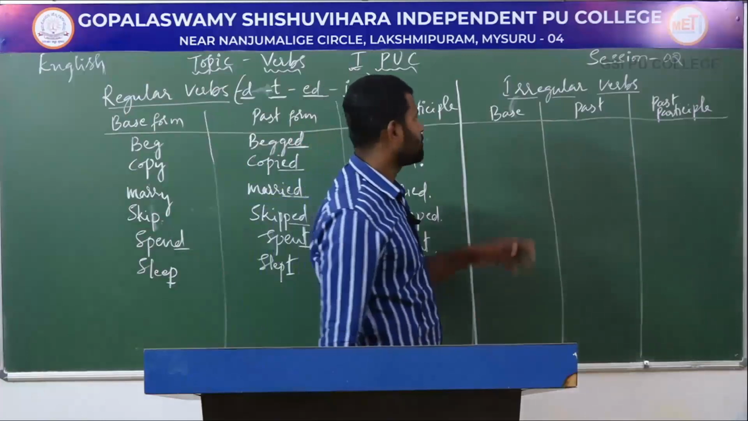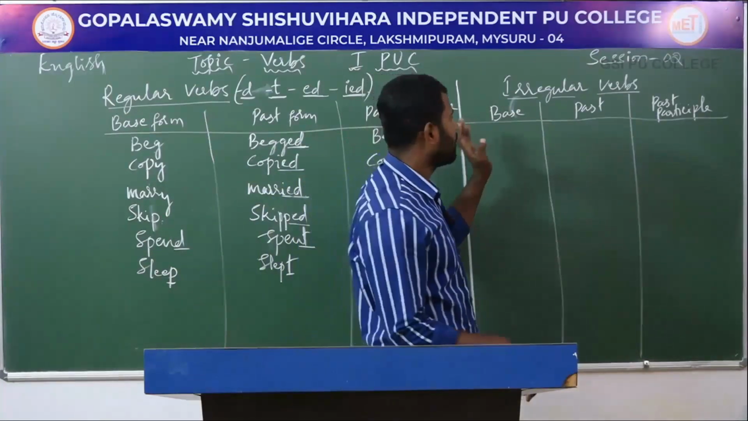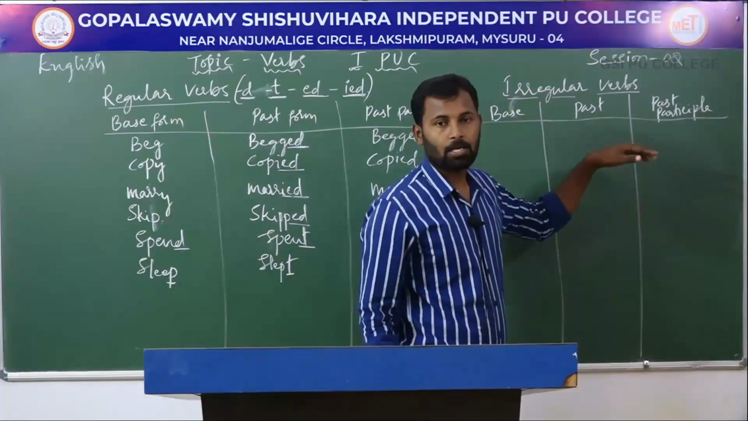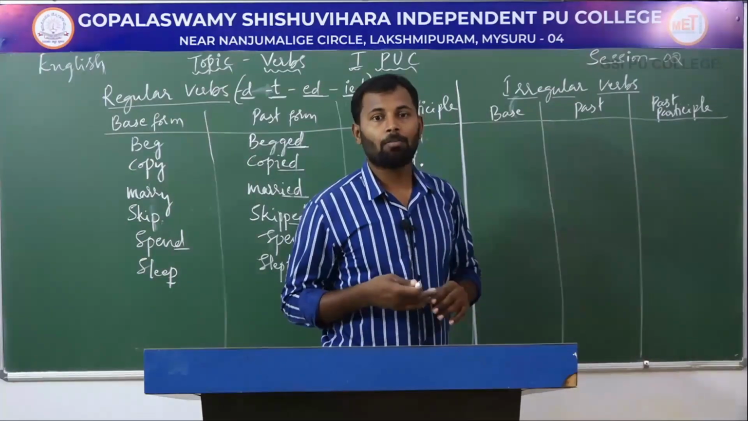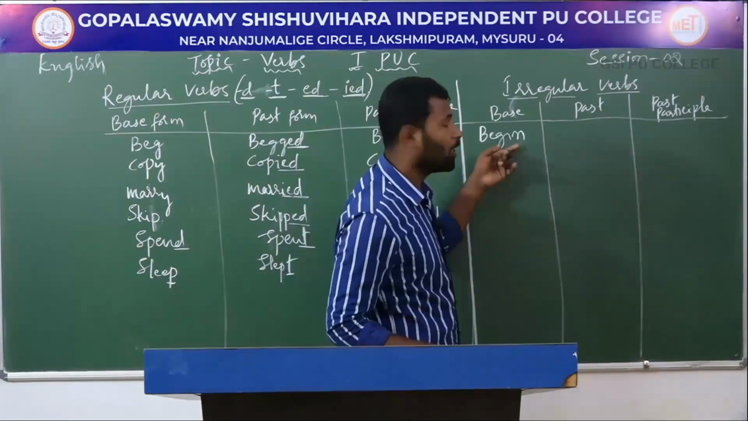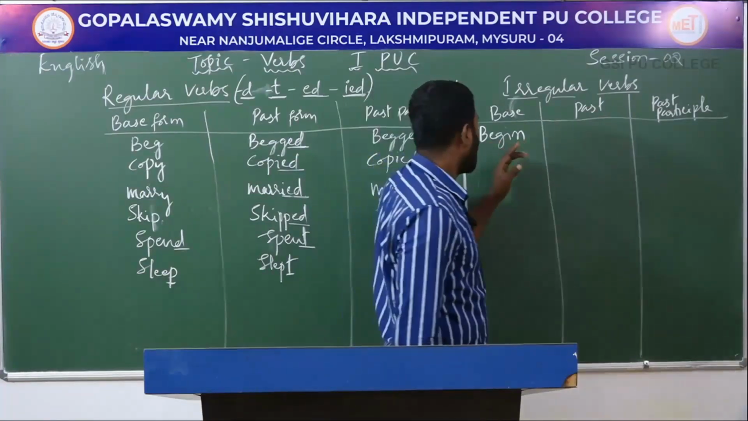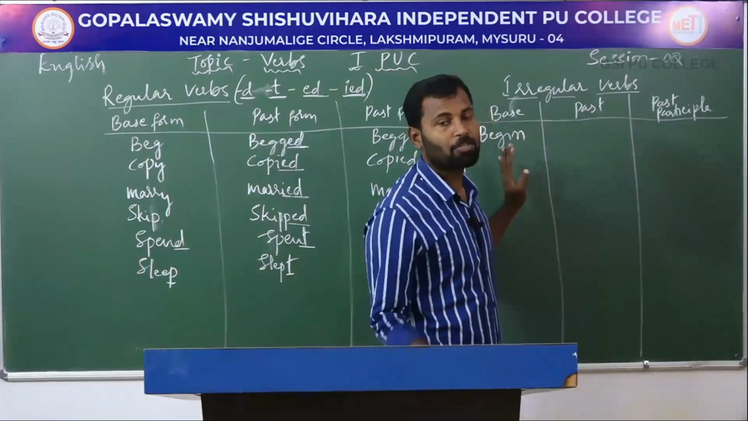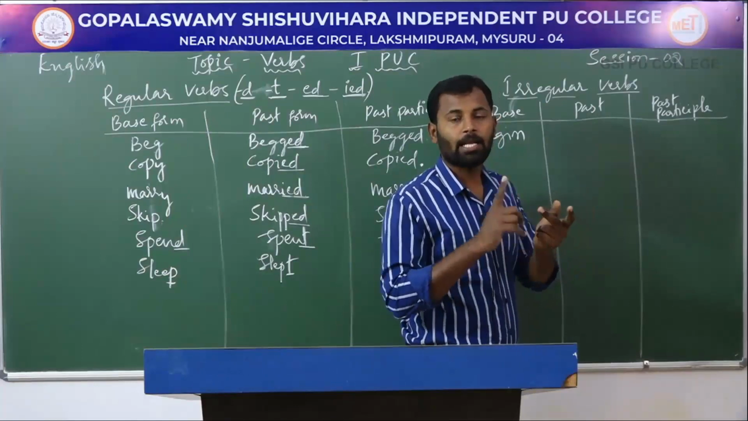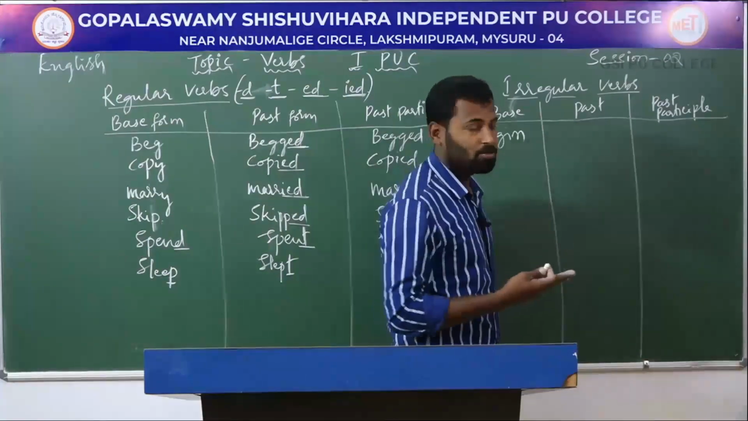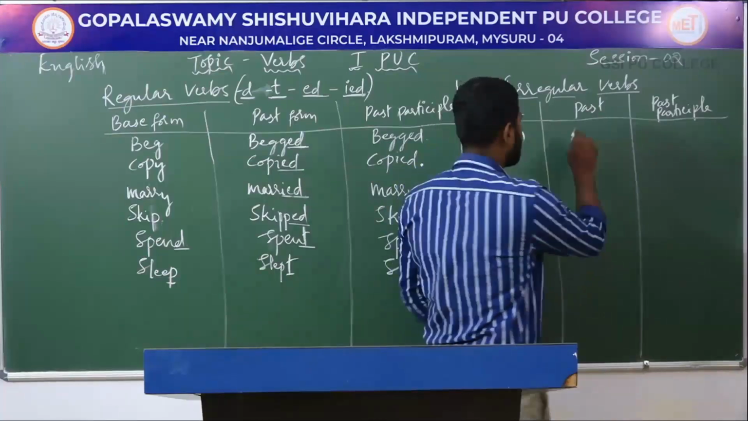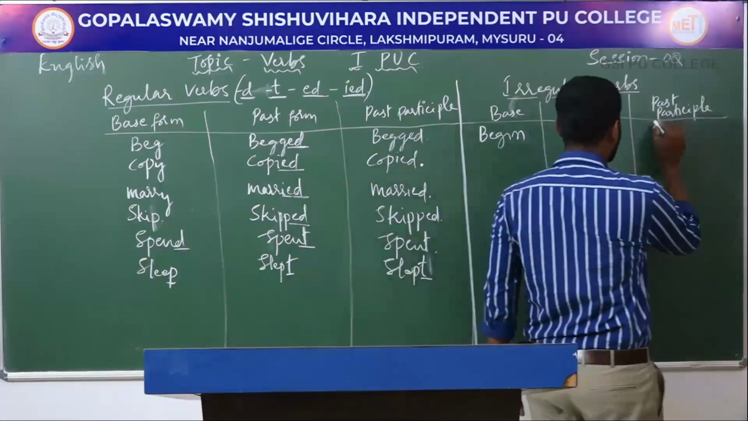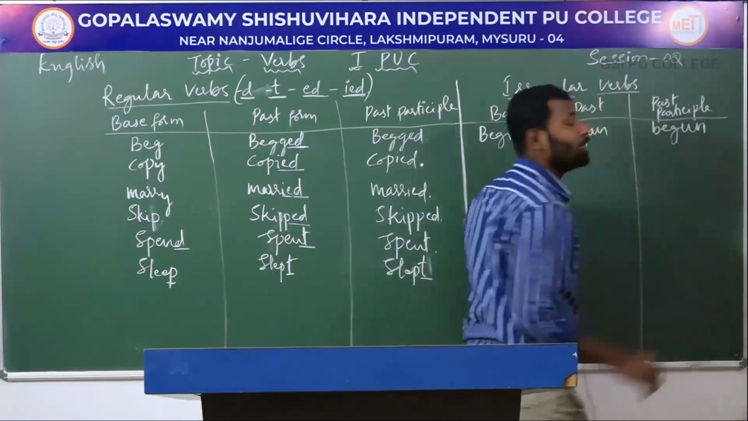Let's now see the examples for irregular verbs. So irregular verbs do not use any of these suffixes to change to past. Then how are they going to change their form to past? Let's see. So here I have written begin. As I told, these verbs which come under irregular form do not use any of the suffixes like d, t, ed and ied. Here how are they going to change? Begin becomes began in the past, and in the past participle it becomes begun.